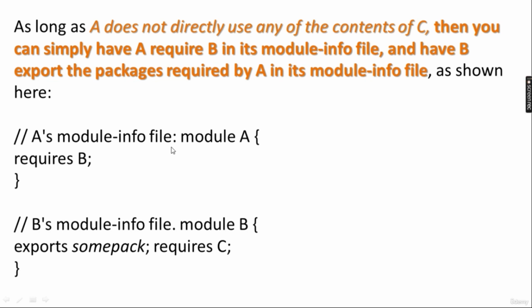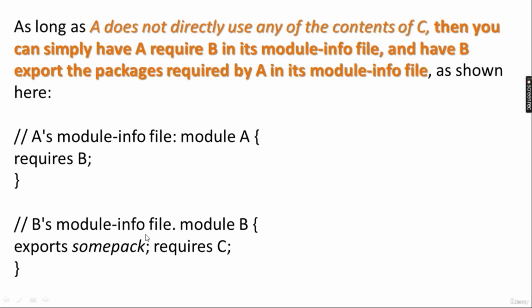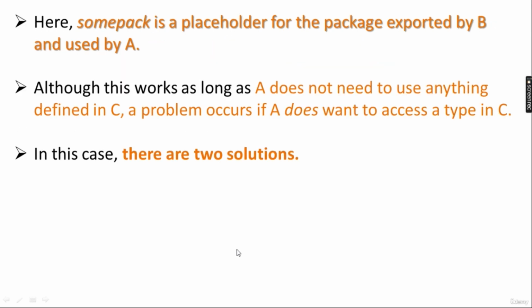This is the situation where A does not directly use any of the contents of C, when there is no indirect dependence from A to C. So in this situation, we can create these modules like this. Although this works as long as A does not need to use anything defined in C. These two modules are sufficient because only B is requiring C. A does not require C. Only A requires B and B requires C, but A does not require anything regarding C.